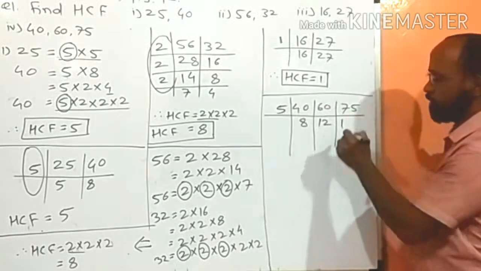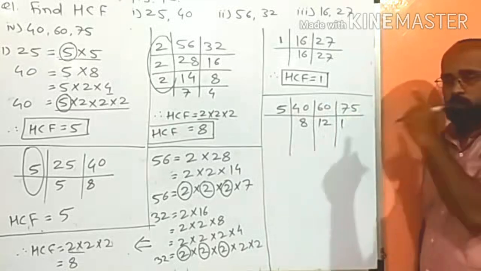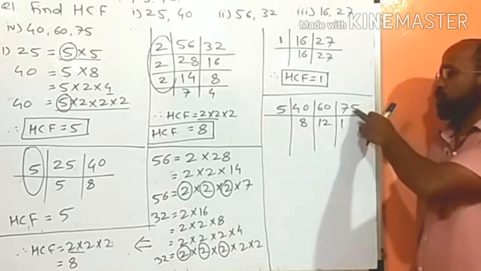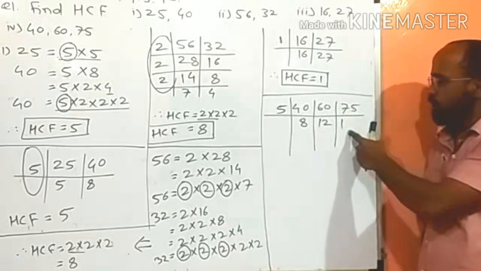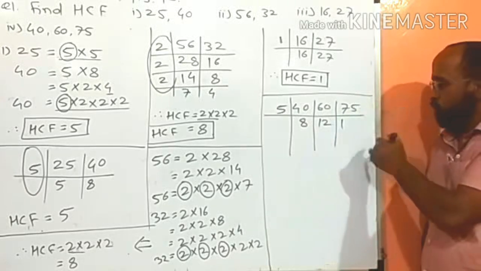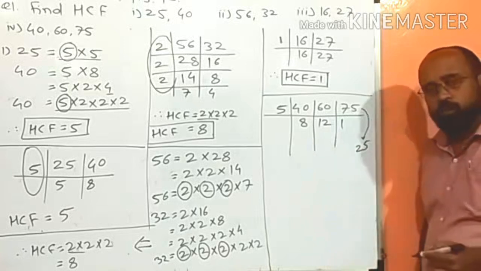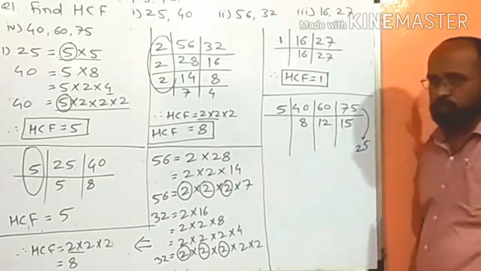5 1s are 5. 7 minus 5, 2. Bring this 5 down next to it. So the number will be 25. 5 5s are 25. So the answer is 15.